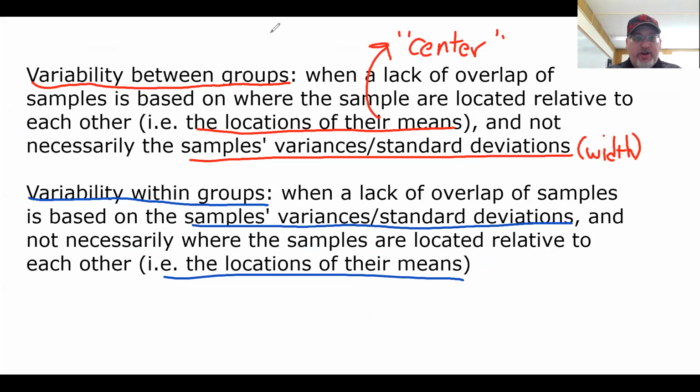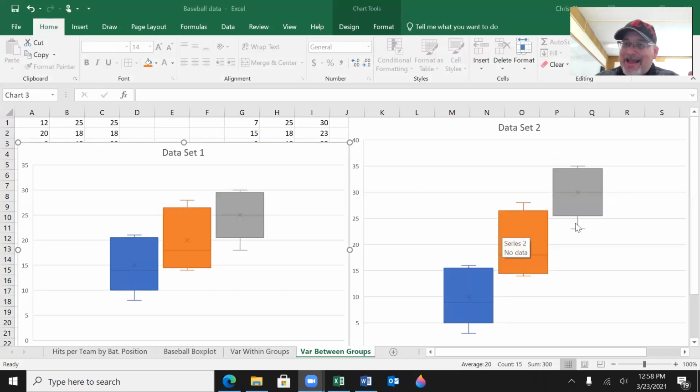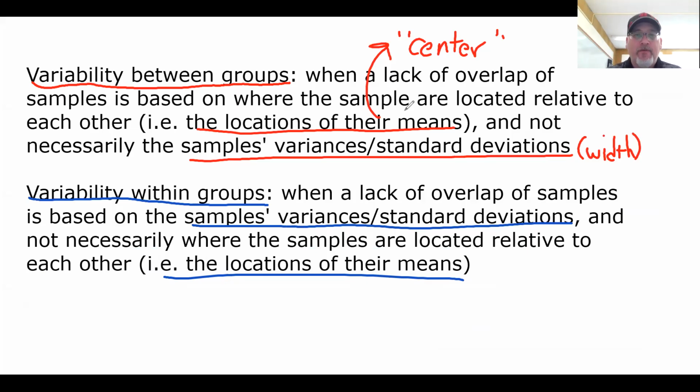for the second picture, let's go back for a second. For the second data set, we would say that it provides stronger evidence of different population means, less overlap, due to variability between groups. Between these groups over here, they vary more than the groups vary over here. That's all this was saying over here. That variability between groups is when a lack of overlap of samples is based on where the samples are located relative to each other. In other words, the locations of their means, and not necessarily the sample variances and standard deviations. In other words, the widths of the samples.